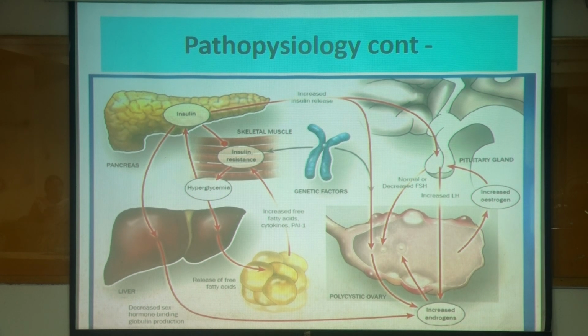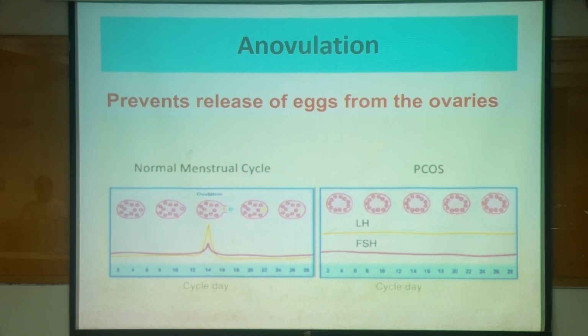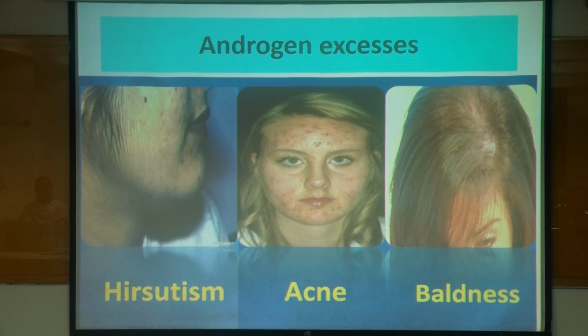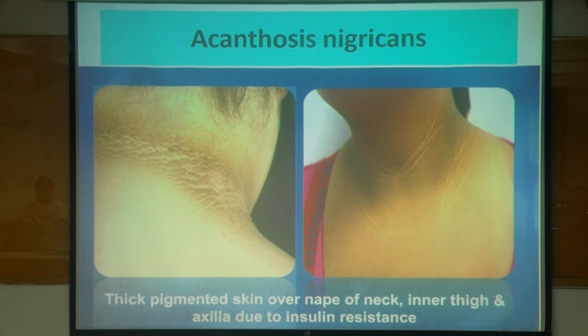There is an imbalance between this LH and FSH. Usually when the rise is there, we get the ovulation, but constantly the LH is on the higher side and there is no rise at all. There is much imbalance which prevents the release of eggs from the ovaries, and as Sir said, it is a combination of all this. If you say PCOS, they will be obese, they will have insulin resistance, anovulation, hirsutism, androgen excess, all that. They'll have the features of androgen excess like hirsutism, acne, and baldness, and insulin resistant features like acanthosis nigricans.